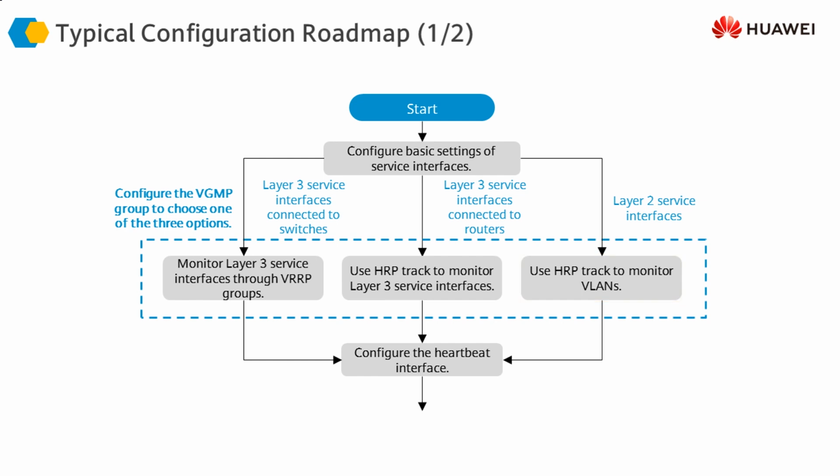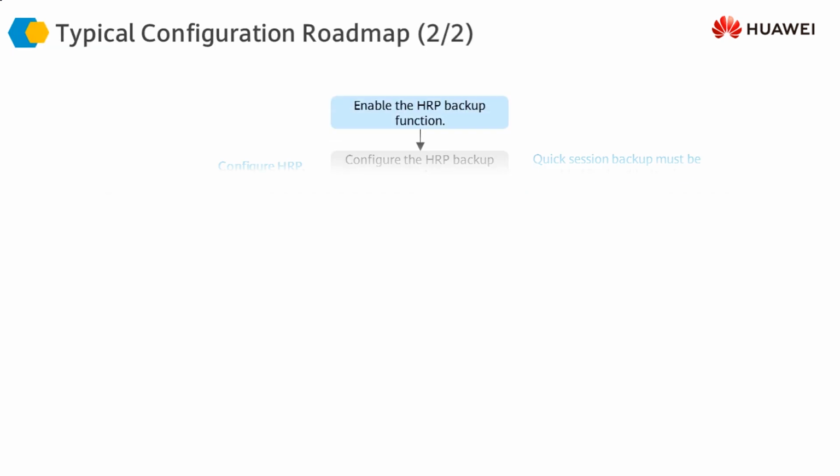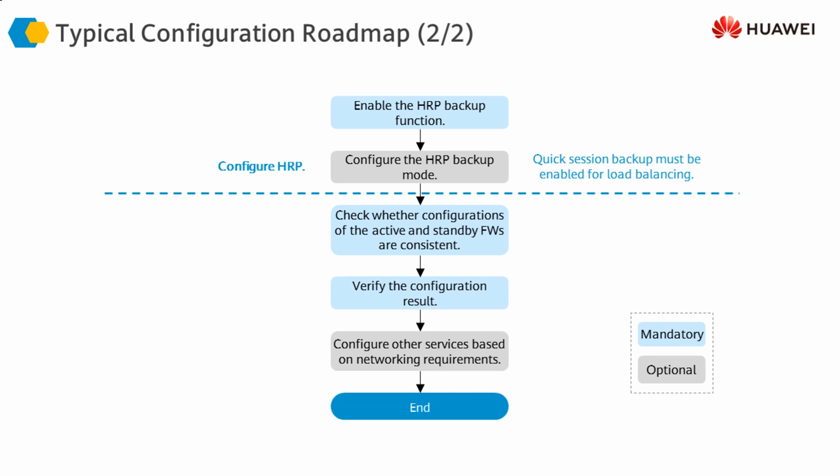Once we select one of these mechanisms based on our connectivity model, then we have to configure the heartbeat interface, which is responsible for exchanging HRP information between the firewalls. And then we do the rest of the configuration, which means that we enable the HRP backup function, we configure the HRP backup mode, and then we check whether the configurations on the firewalls are consistent, and then we can do the verification. So let's take a look at these configuration steps one by one.